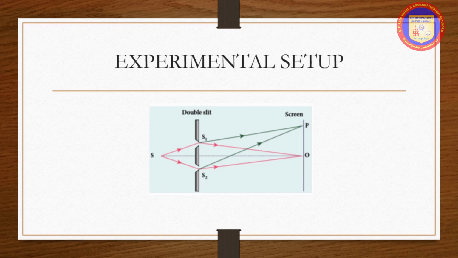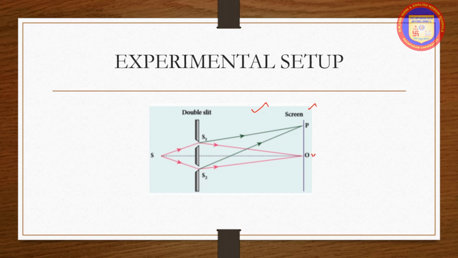The wavefronts from S1 and S2 spread out and overlap on the right side of the double slit. When a screen is placed at a distance of about 1 meter from the slit, alternate bright and dark fringes, which are equally spaced, appear on the screen. They are called interference fringes, or bands. Using an eyepiece, the fringes can be seen directly.